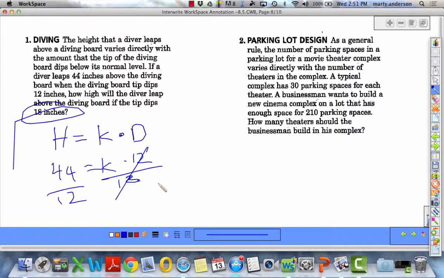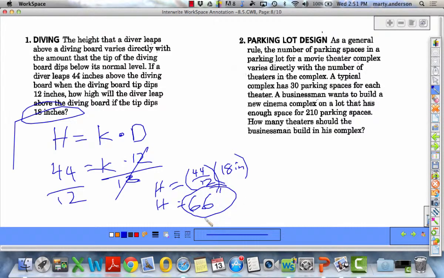Now they want to know how high will the diver leap above the board if the tip dips 18 inches. I'm looking for a height, and I have my 44 over 12 times 18 inches, because that was my dip. So we just need to do 44 over 12 times 18, and I think we get 66 inches. We will be able to go up 66 inches. That's a long way up. Holy cow. It's like 5.5 feet.